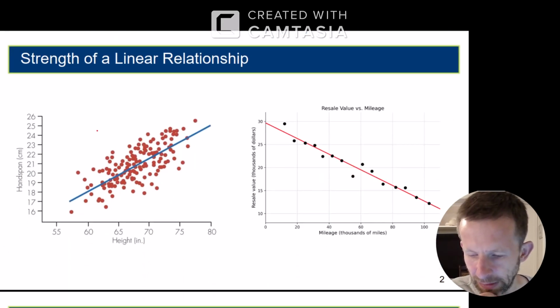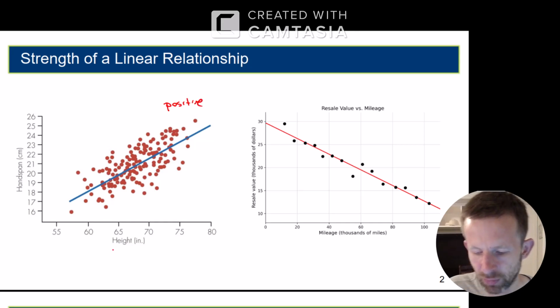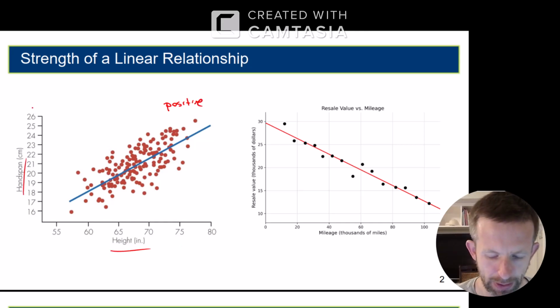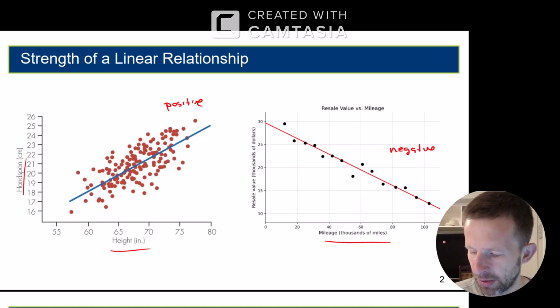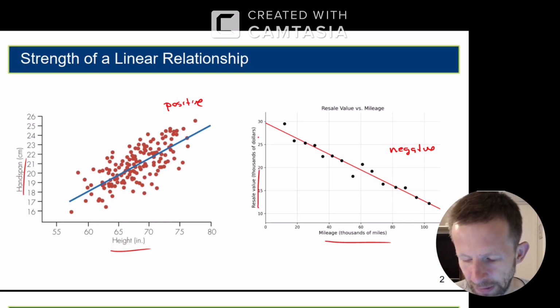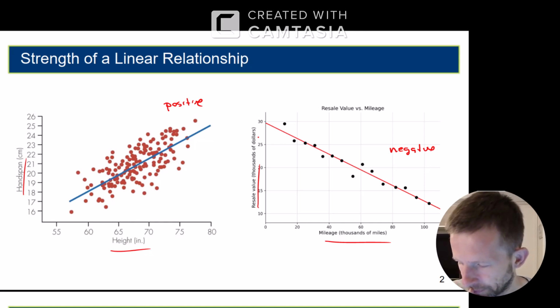So we talked about the strength and direction of a linear relationship. Here we have positive direction, meaning that as one variable, height, increases, the other one is expected to increase as well, in this case, handspan. Here we have an example of a negative direction. As mileage on a car increases, the resale value tends to decrease. So positive means as one goes up, we expect the other one to go up as well. Negative means as one goes up, we expect the other one to go down.